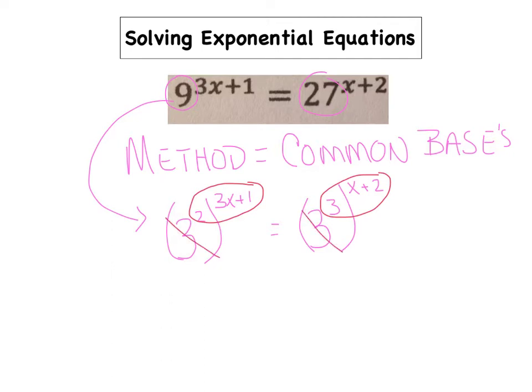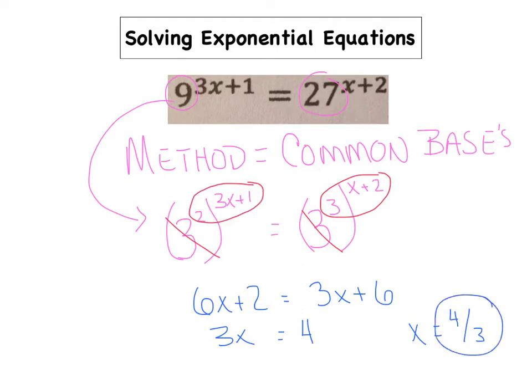So we've got 6x plus 2 is equal to 3x plus 6. Subtract 3x from both sides, subtract 2 from both sides, and x equals 4/3 is our solution. Of course, we could store that in alpha A or alpha X and just type in each side of the equation again just to confirm that they do indeed check.